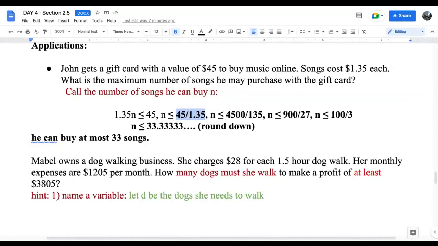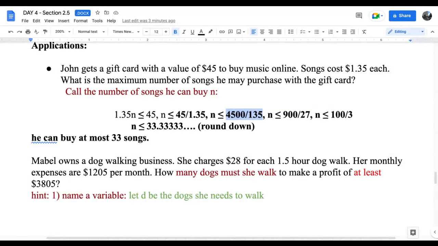So if we don't use a calculator, how do we divide those two numbers? Well, for 45 divided by 1.35, we can multiply by 100 over 100. So we multiply by 1 with the fraction. This one is 100 over 100. 45 times 100 will be 4,500. 1.35 times 100 will be 135. In this case, we don't see decimals anymore. That's how we get rid of decimals in a fraction.